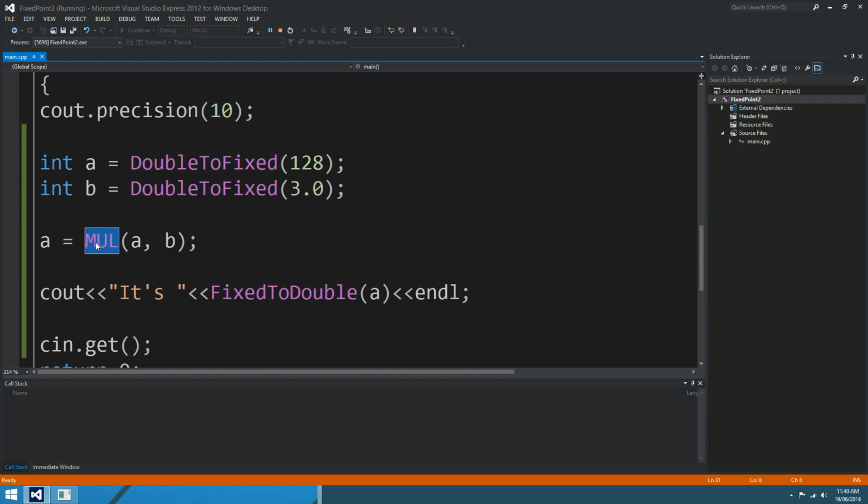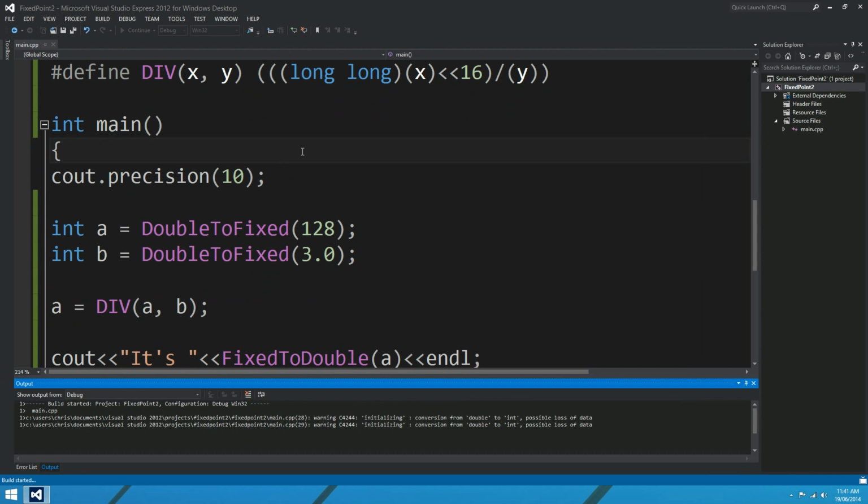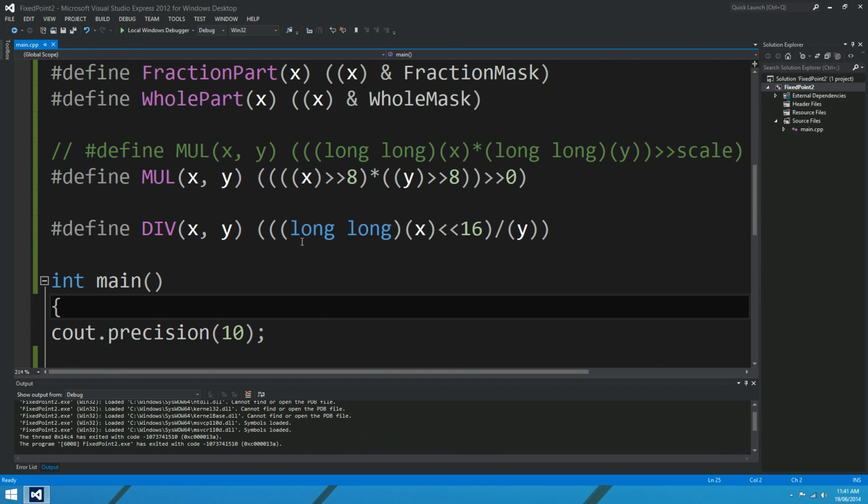But let's have a go at dividing here. 128 divided by 3 should give you about 160 billion. Let me have a look. 128 divided by 3 should give you 42 and 2/3. And yes, it does. Good stuff. Okay, so that's division jumping into 64 bits, but like I said before, you mightn't always want to do that.